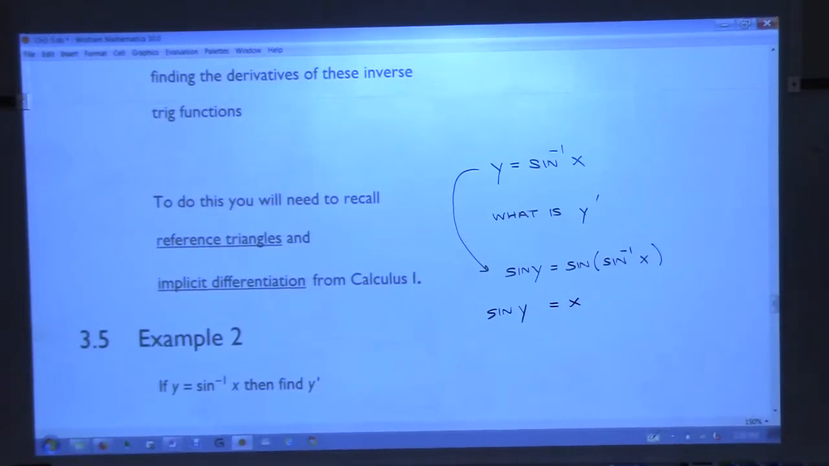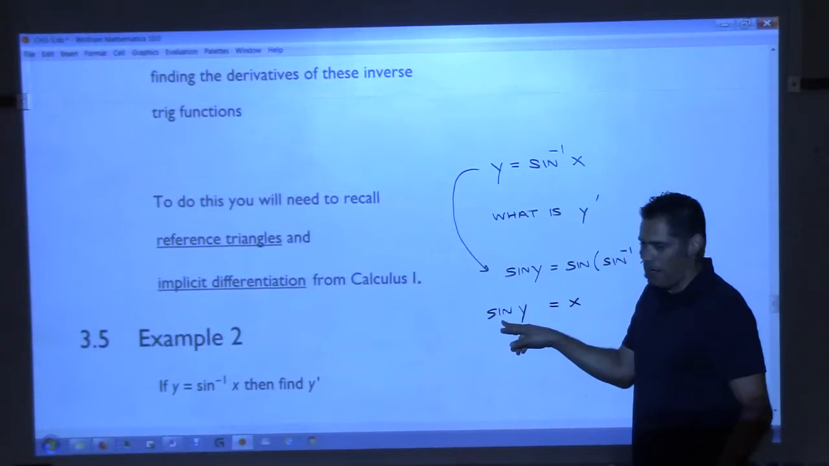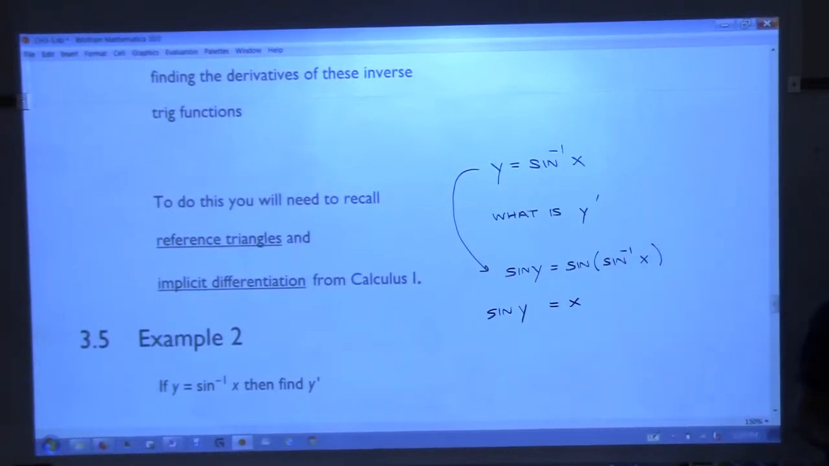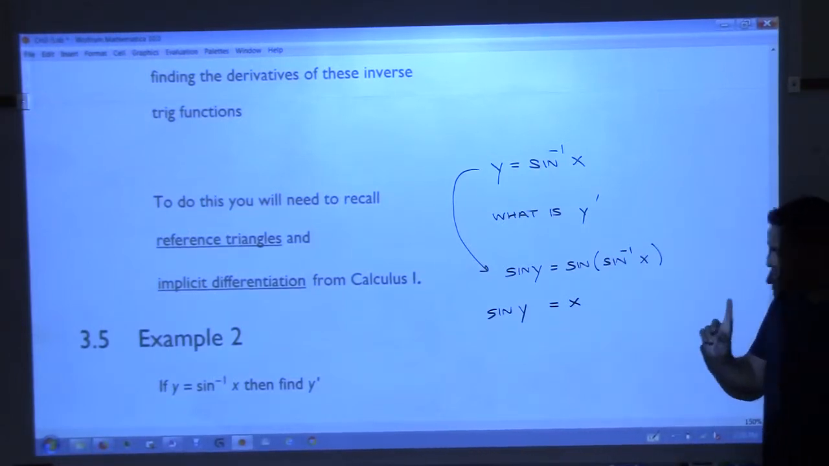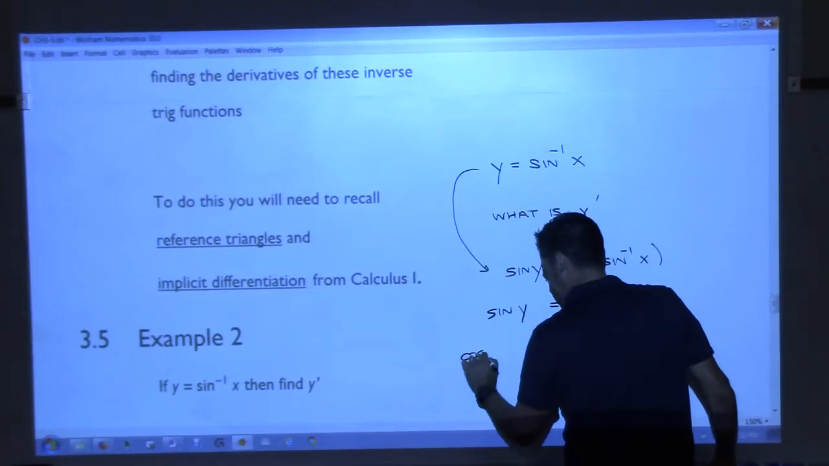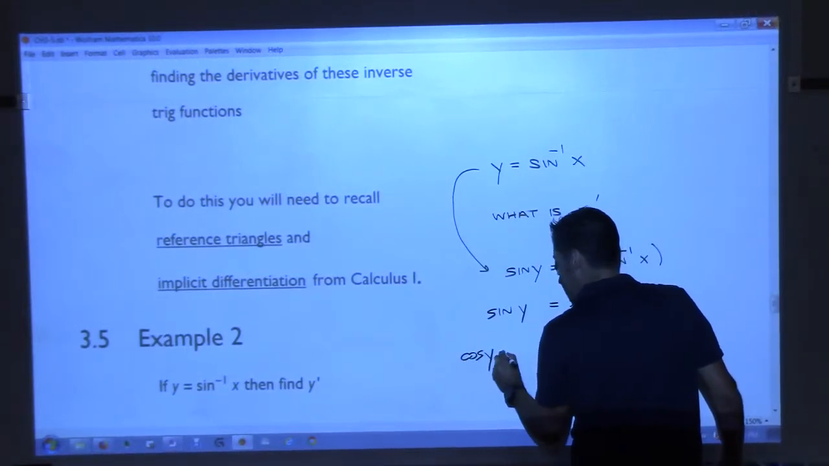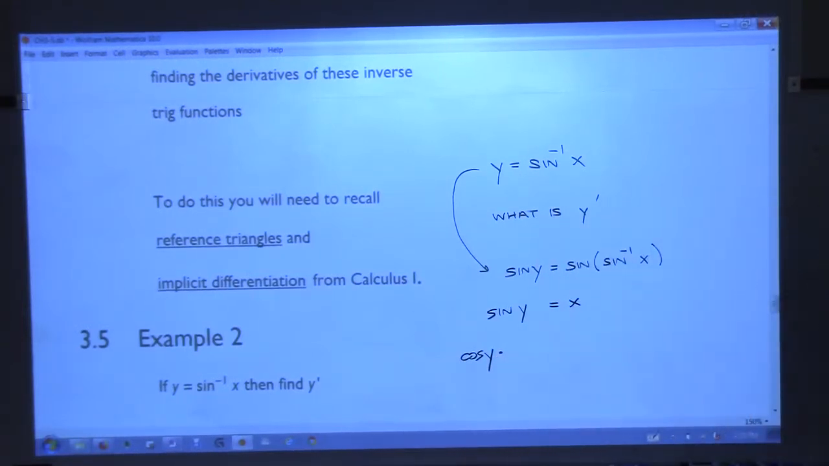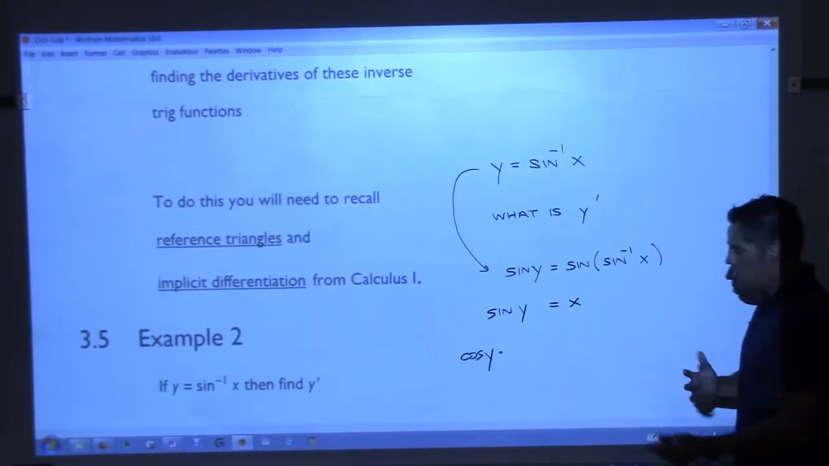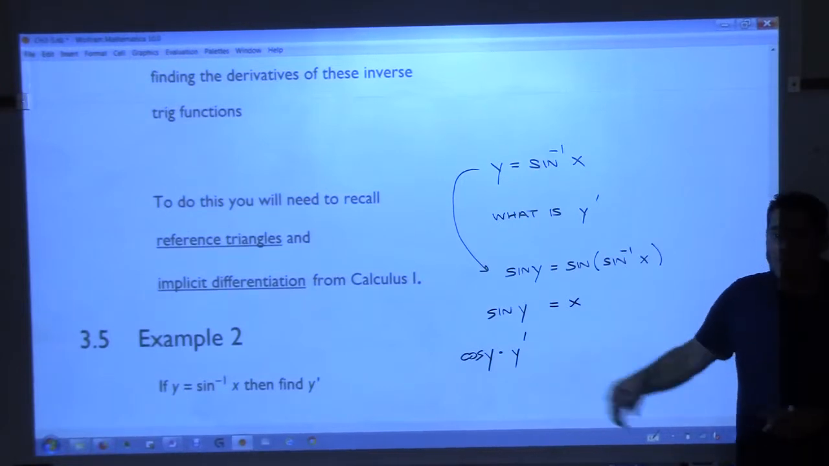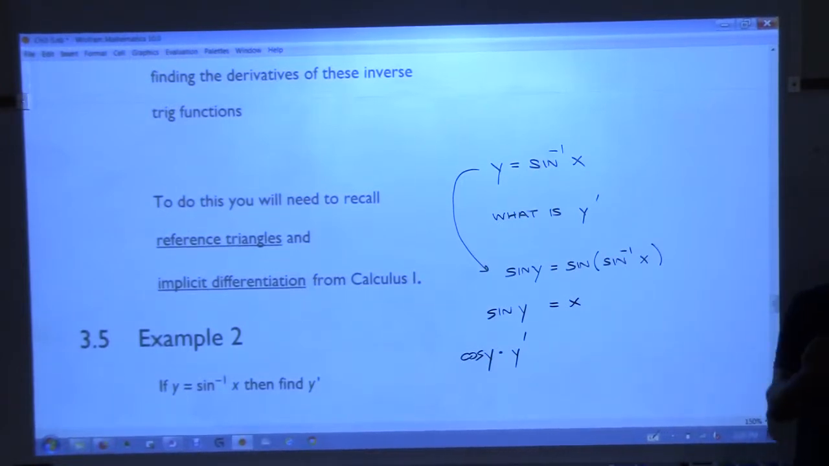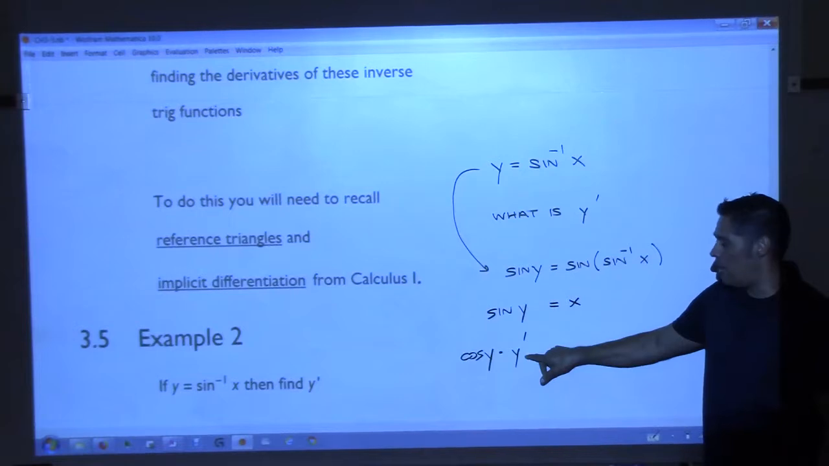Now what's nice about that is that if I take the derivative of this, I know the derivative of sine, right? It's cosine. But I'm differentiating with respect to x. So the derivative on the left is actually cosine y times what? dy/dx. Or I'm just going to call it y prime. Is that all right? That's the same as dy/dx. That's the chain rule. It's critical that we understand that this is a y prime and not a 1.